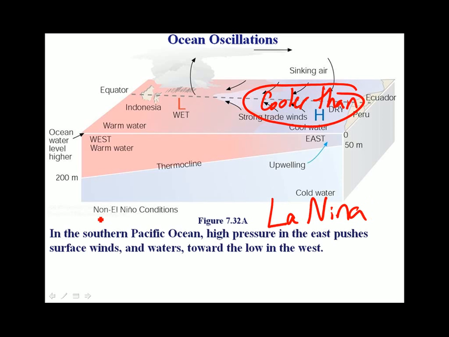Okay, so it looks very similar to an average setup. However, the winds around high pressure are quite a bit stronger, and so we begin to move more of the surface water away and bring up more and more cooler waters. So that's the La Nina setup.